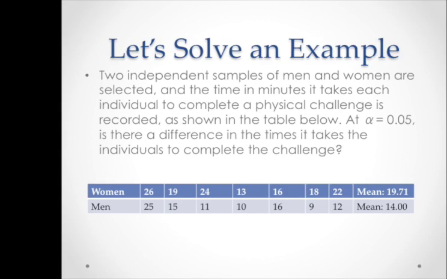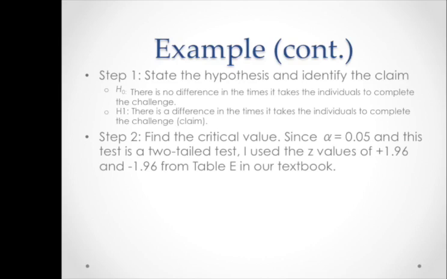Using what we've learned, let's try an example. Two independent samples of men and women are selected, and the time in minutes it takes each individual to complete a physical challenge is recorded as shown in the table below. At a level of significance of 0.05, is there a difference in the time it takes the individuals to complete the challenge? Using the steps earlier, let's solve the problem.